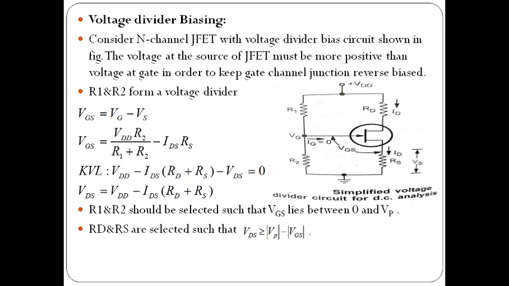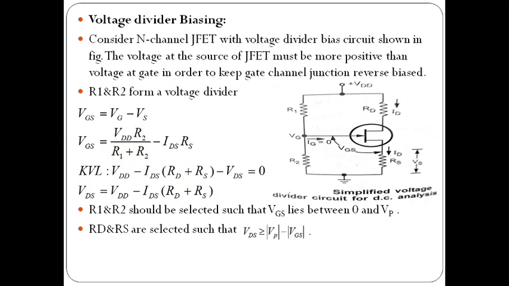Clear? I said the advantage and disadvantage are the same as source self bias. So this RS provides the negative feedback and it affects the voltage gain. Due to the negative feedback, voltage gain will decrease.